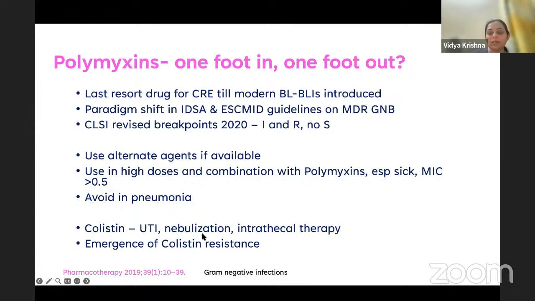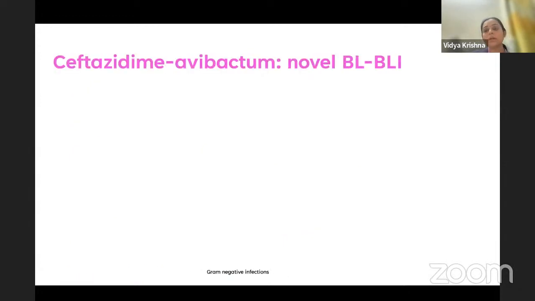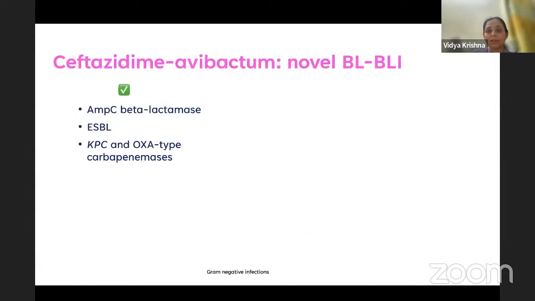In a very die-hard situation, say you have a bad carbapenem-resistant Acinetobacter where you don't have any other option, if you want to use it, use a jet nebulizer and use it along with systemic therapy so that the drug levels are achieved. And among the two, colistin is the one preferred for intrathecal therapy. So, moving on to ceftazidime avibactam.